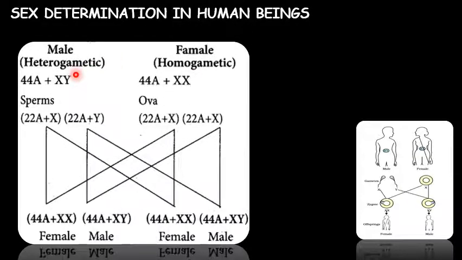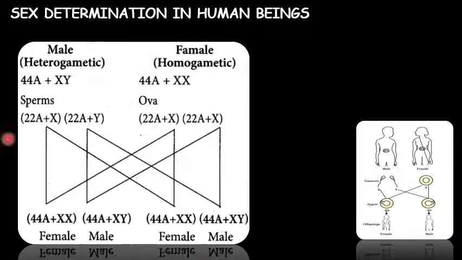Now let's see how these chromosomes work, how males or females are produced during fertilization. We already know that human males are heterogametic because males produce dissimilar gametes while females produce similar gametes, which we call homogametic. As I told you earlier, in the sperm cells, 50% will contain X chromosomes while the other 50% will contain Y chromosomes. In the female egg cells, you don't have to worry, because everything is X chromosomes. Hence, we named that homogametic.